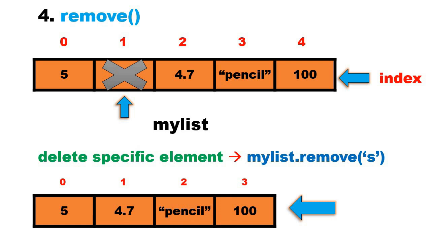Starting with 0 and ending with 3. So 4.7 was present in the second index in the first list. In the second list, after deleting yes, the 4.7 has moved to the first index, the pencil has moved to the second index and the 100 has moved to the third index. Okay, clear about this remove?